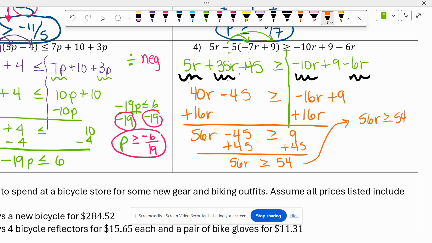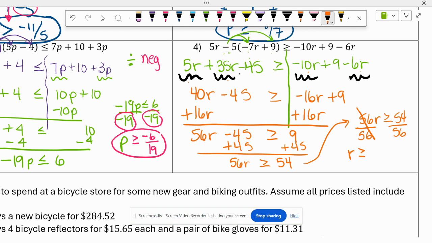Uriah, what do you want to do? Divide both sides by 56. So r is greater than or equal to, can I reduce 54 over 56? No, I think they're both even. What if I don't know if I can reduce them? What could I do with that?